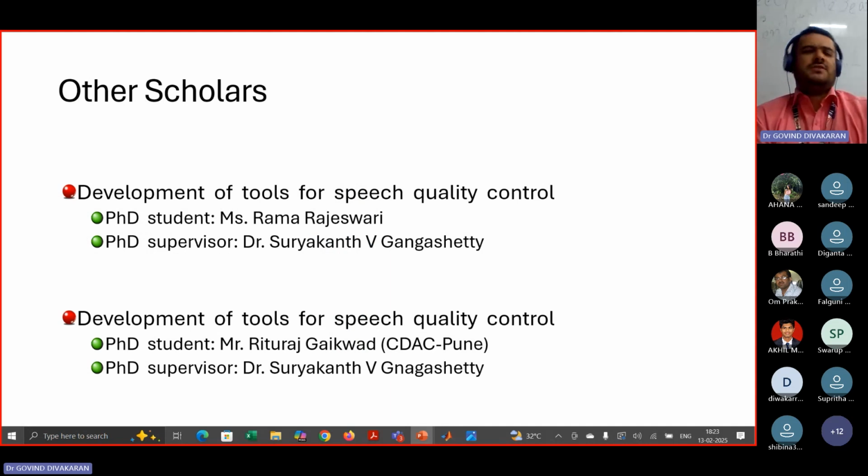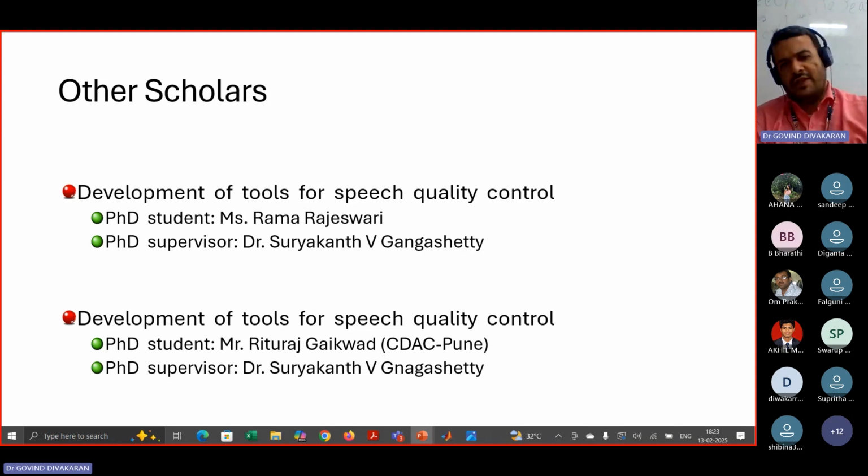So other scholars, those who are not a part of this project, are Rama Rajeshwari. So we also have another project. We are a consortium partner of a partner institute of Bhashini. So here our role is actually to develop tools for speech quality control.